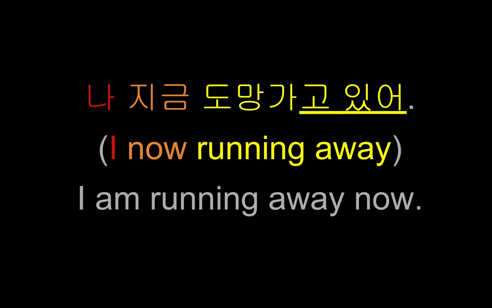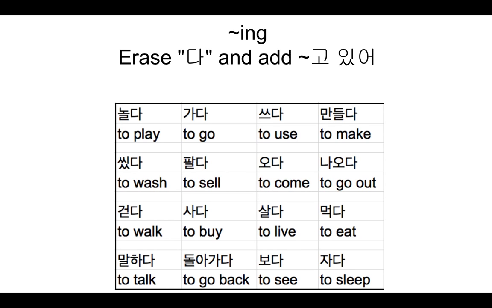Alright, and the last one, 나 지금 도망가고 있어. I am now running away. Alright, now you guys can try. Here are some common verbs in Korean. So again, you just have to take off the 다 and you just add a 고있어.